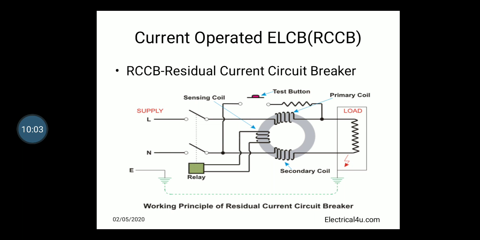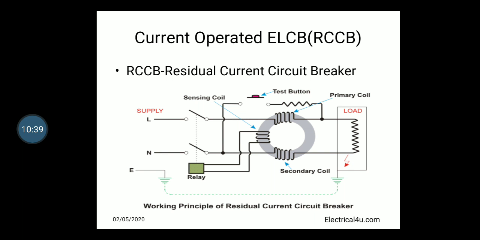Now let us see how it works. Whenever we switch on the supply, the current starts flowing through the line, the L line shown here. Current enters this circuit breaker from the L line. It goes to the primary coil, then it goes to the load, then it goes to the secondary coil, and then it goes to the neutral line.